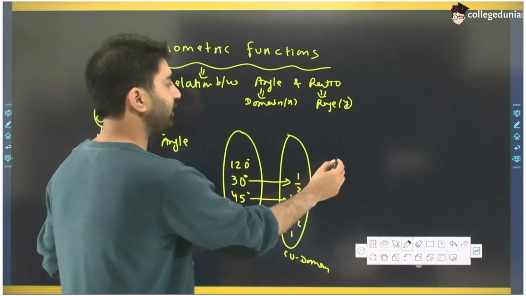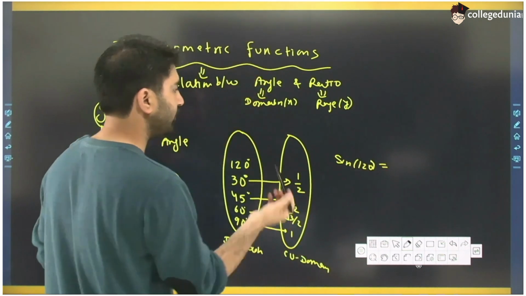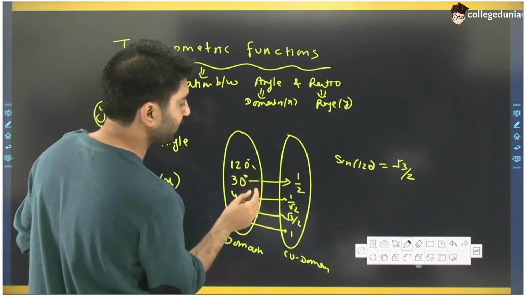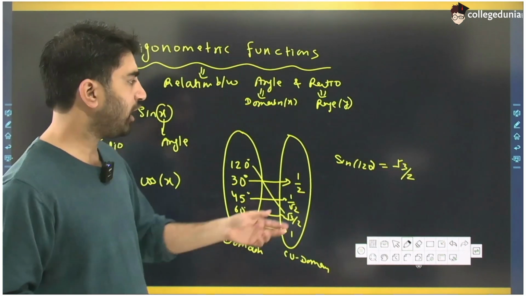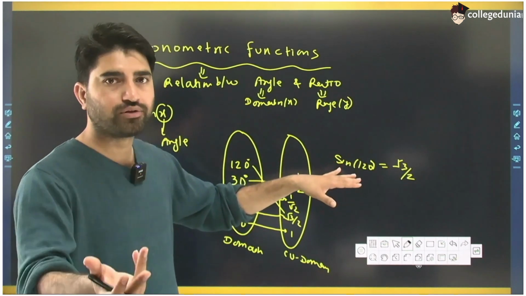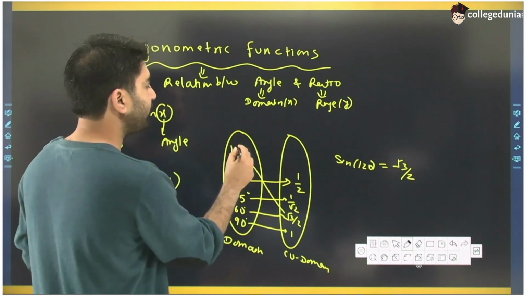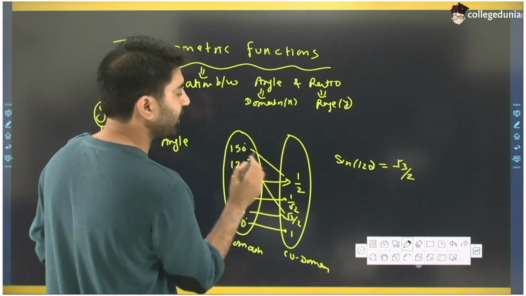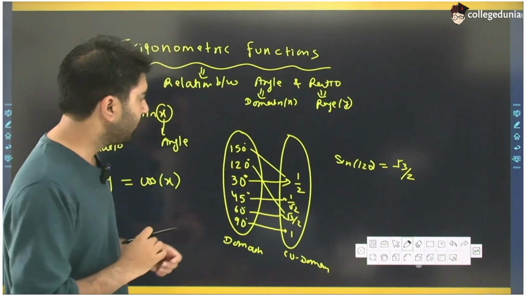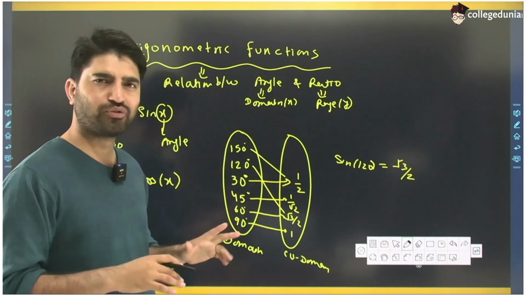like sin 120. This is connected to root 3 by 2. Maybe you do not know how to find it, but I will be teaching you this after the circular system. Okay, so 120 is related to root 3 by 2. 150 is also connected to 1 by 2. So here a doubt may come in your mind, like 150 and 30, these two elements have the same image. So it is allowed in a function.